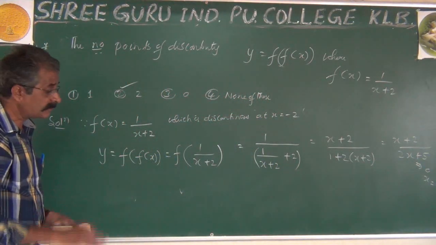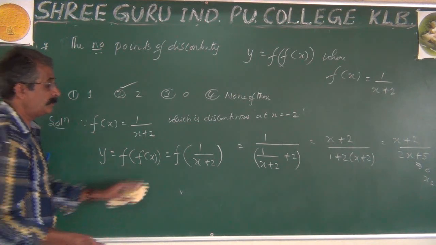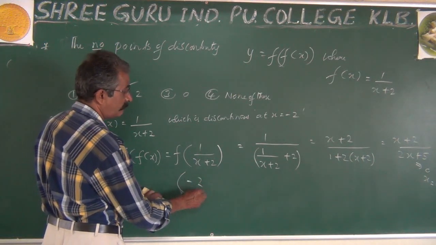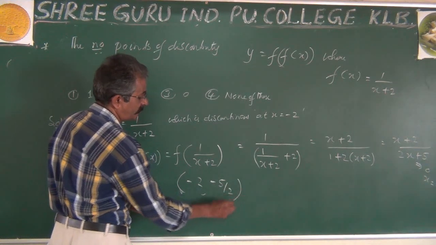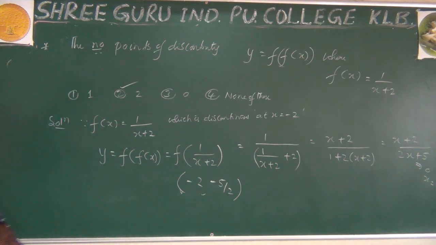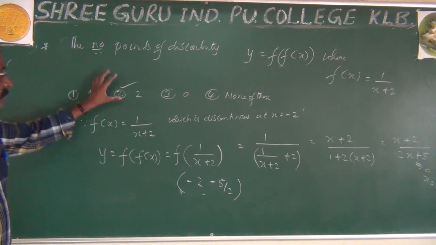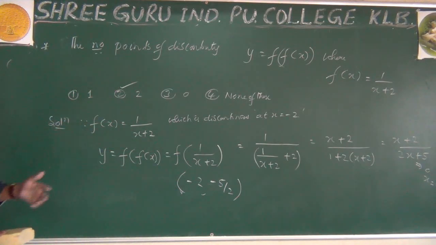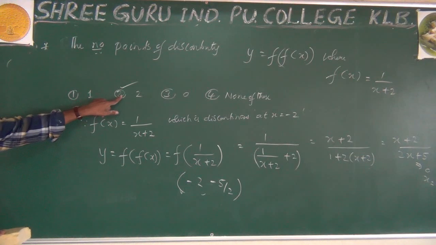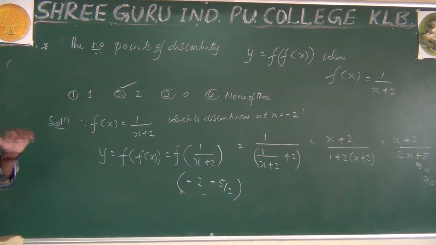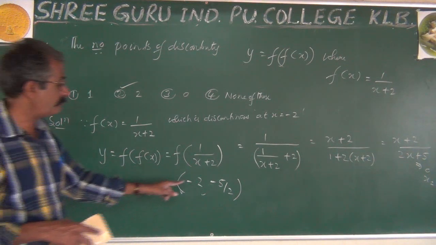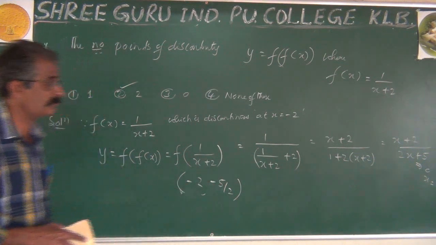If the question is asked, what are those points? Your points of discontinuity are minus 2 and minus 5 by 2. These are actual points. This is how many points there are for discontinuity. Observe, 2 is not a point of discontinuity, 2 is the number of points of discontinuity, whereas the actual points are minus 2 and minus 5 by 2.